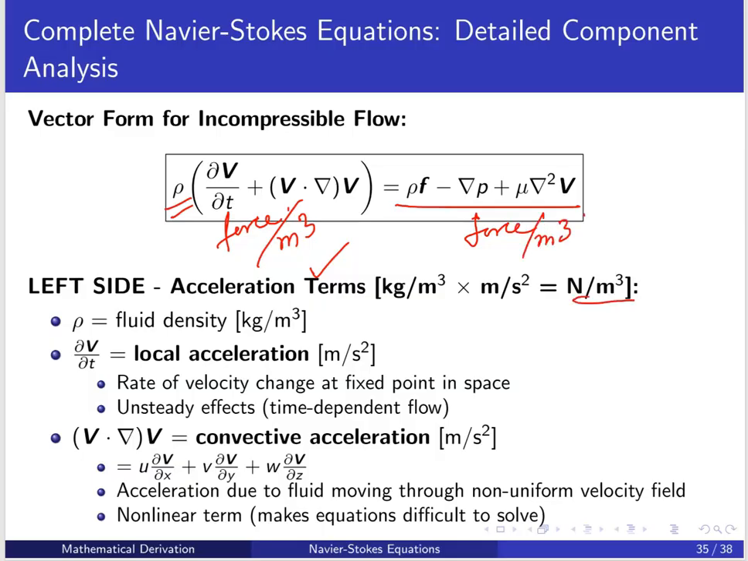Remember that. Rho is the fluid density and ∂v/∂t is the local acceleration, the rate of velocity change at a fixed point in space. So it is the unsteady effect, meaning time dependent flow. And (v dot nabla) v is the convective acceleration, which is nothing but u ∂v/∂x plus v ∂v/∂y plus w ∂v/∂z. That is acceleration due to the fluid moving through a non-uniform velocity field.